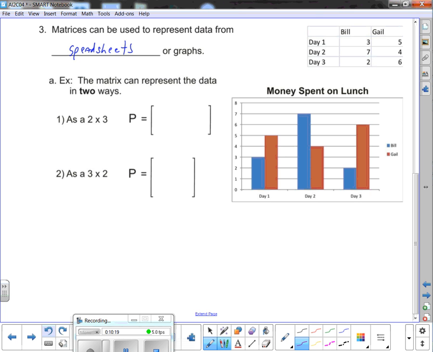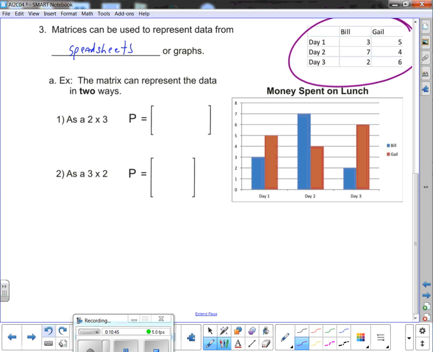All right, but here's the reality with this. You can represent this data. So let's go back and look at the actual spreadsheet data right here. You can represent that data a couple different ways. You can represent it as a 2 by 3, or you can represent it as a 3 by 2.